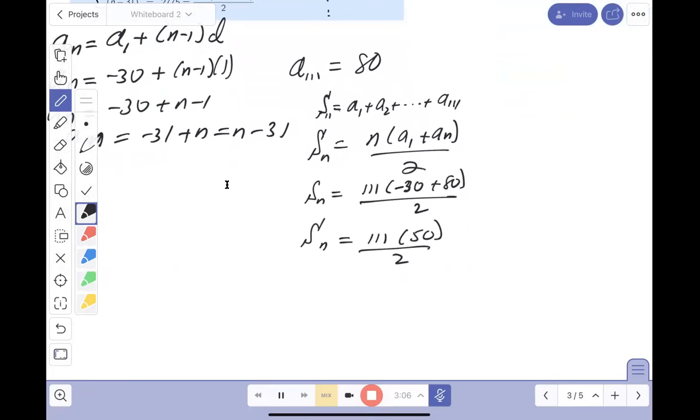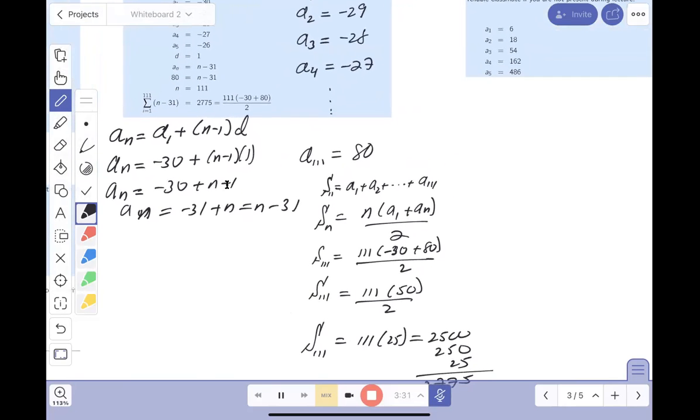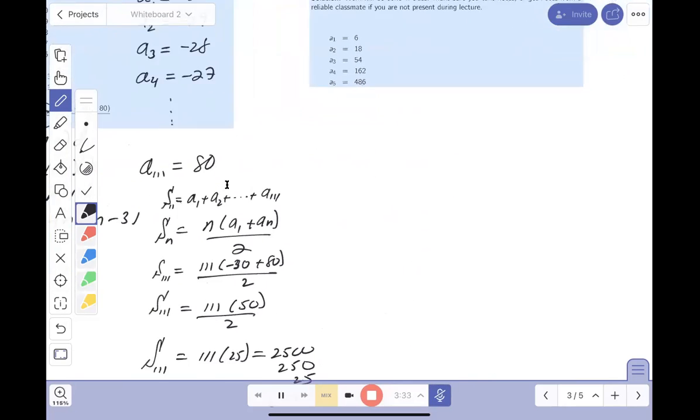I'm doing it again, and I have to erase. I'm doing 111. That's going to be 111 times 25. That's 2,500, 250, and 25. 2775. Let's look at the answer. I'm seeing it right over here. All right, let's keep going.